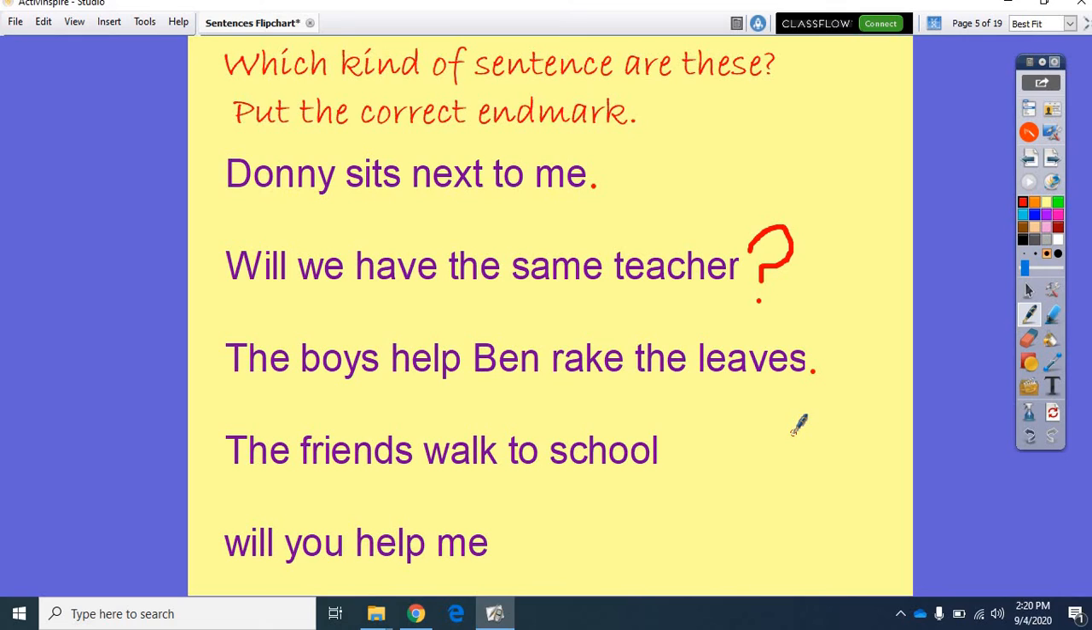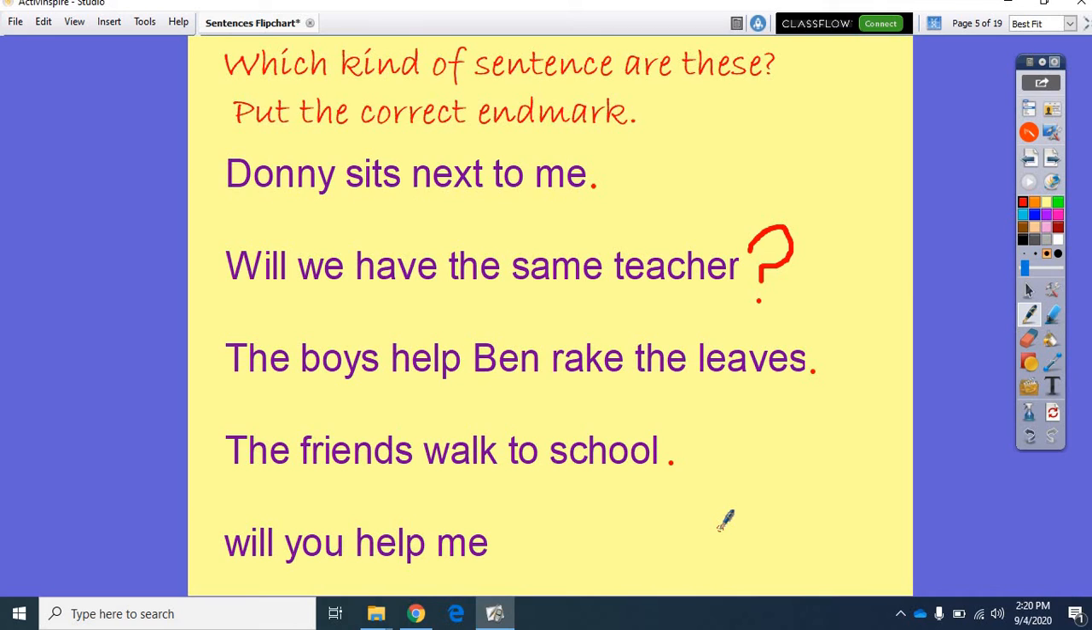Okay. Let's look at the next one. The friends walk to school. What kind of sentence would that be? The friends walk to school. Would it be a statement or a question? It just sounds like they're telling you something, doesn't it? They're just telling you those friends are walking. And if it's just telling you something, that means it's a statement and it just needs a period. Good.